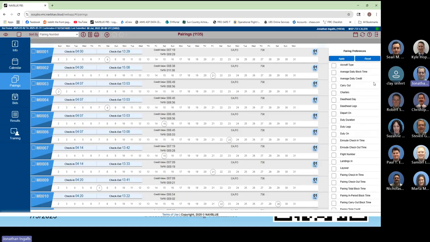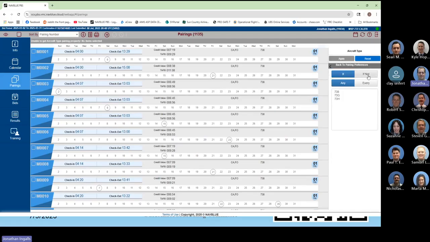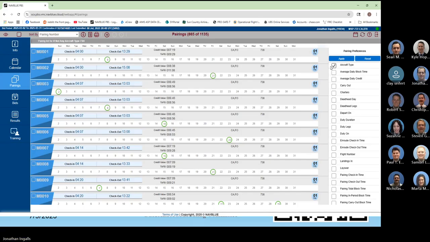I can go over here to the kind of flying I like. Aircraft type. I'm not interested in flying a freighter, so I'd say show me pairings if they do not have any leg that has a 737-H, which the 73H is the freighter. I can apply that, and now I've filtered out the freighters. I still have that check marked.